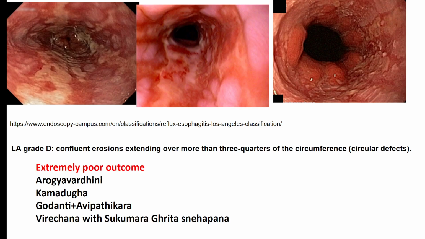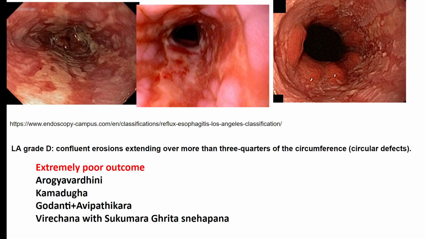Many times, along with vomiting, there could be hematemesis. The incidence of these is relatively less common, but it's increasing these days. And my prescription would be Argyrodini Kamaduga Godantavipatika, and the outcome is extremely poor. Virachana with the Sukumara Ghata Snehapana also can be helpful in a good number of patients.